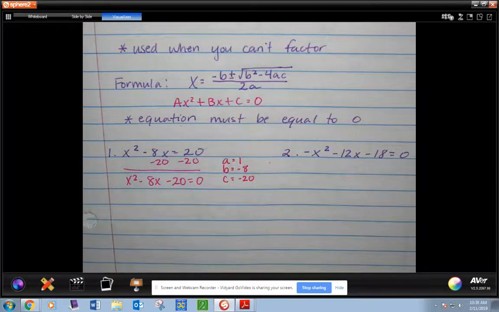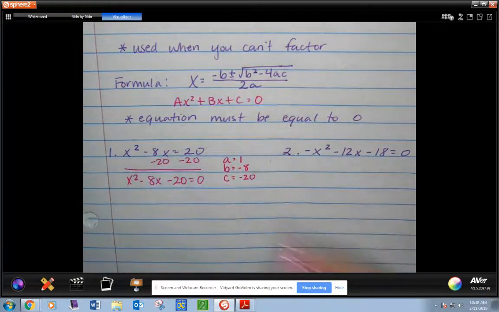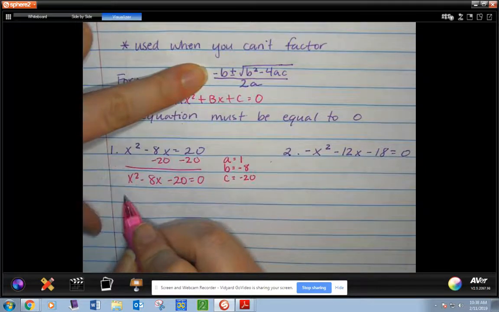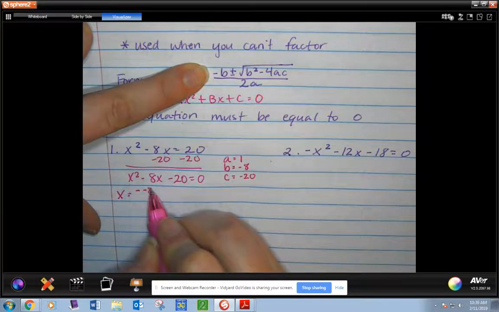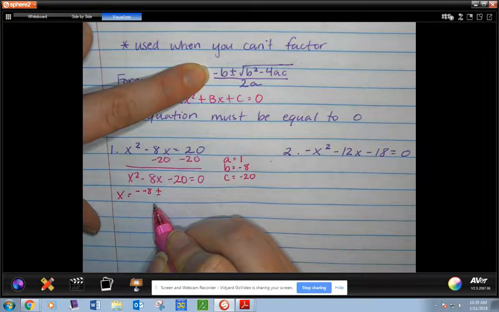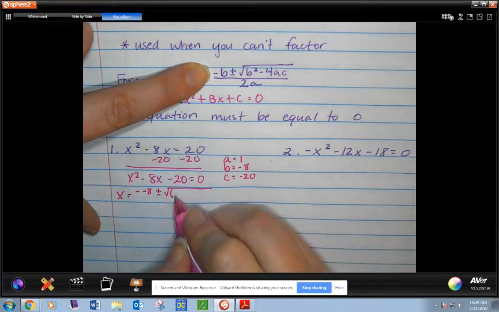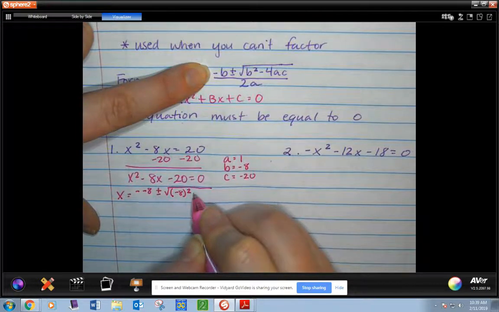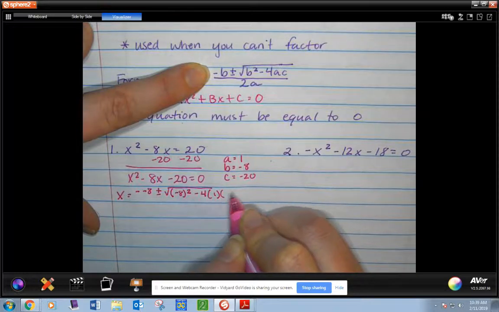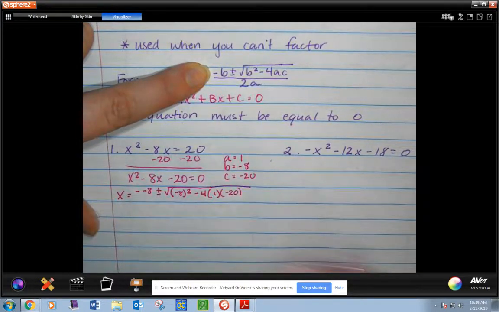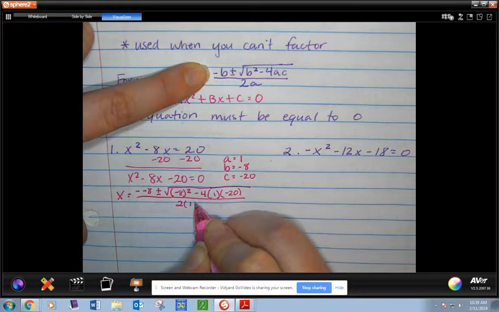From here, what you're going to do is plug in this lovely, huge formula up here exactly as it is. Since it says negative b, we're going to do x equals negative, b is negative 8, plus or minus the square root, parentheses, because since it's squared I want parentheses, negative 8, close parentheses, squared, minus 4, parentheses, a is 1, close parentheses, open parentheses, c is negative 20, close parentheses. And we're going to do all divided by 2 times a, and a was 1.